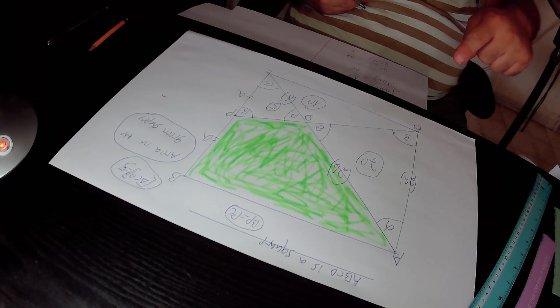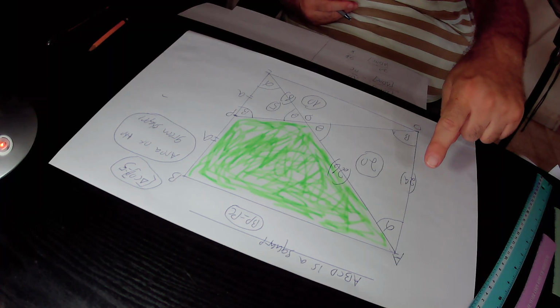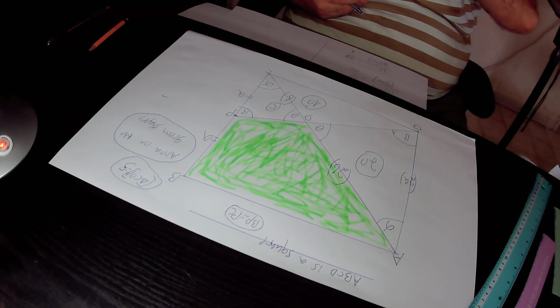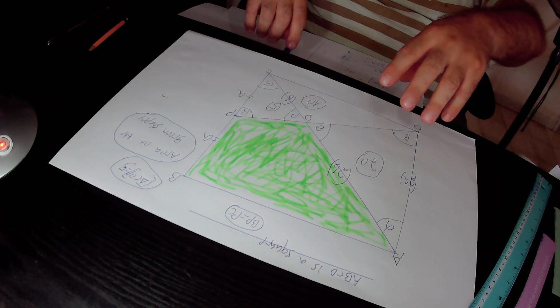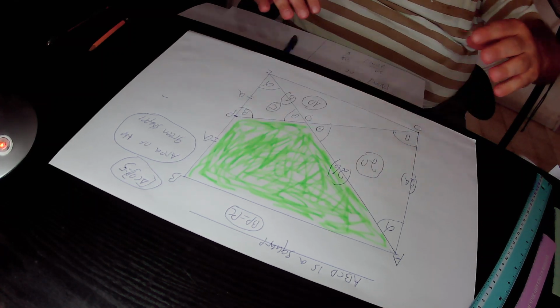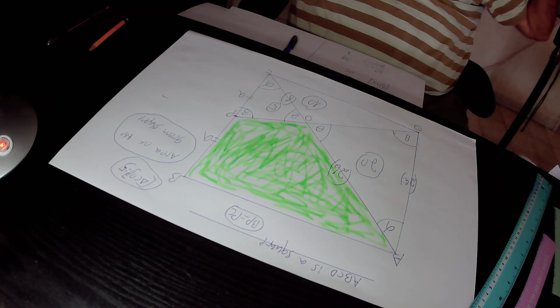Actually, the right triangle ADC can go into the right triangle ABC. Why can those two right triangles go into each other? They can go into each other according to the side rule.